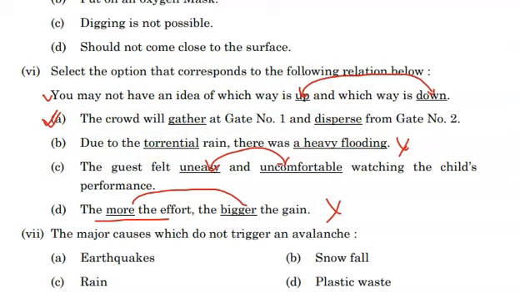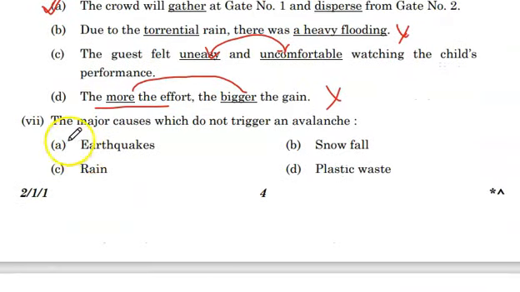Now look at question number 7. The major causes which do not trigger an avalanche. So if you remember, in paragraph number 2, the author has talked about 3 different types of causes. Earthquakes, snowfall and rain. These are natural causes. So earthquake, snowfall and rain. This will be your answer because plastic waste is not given.